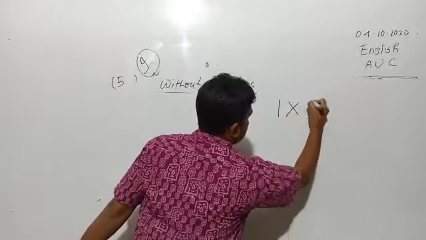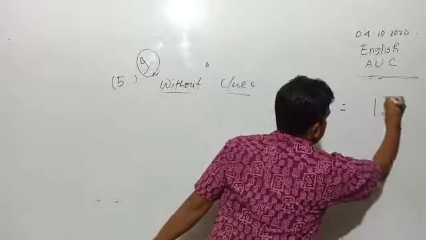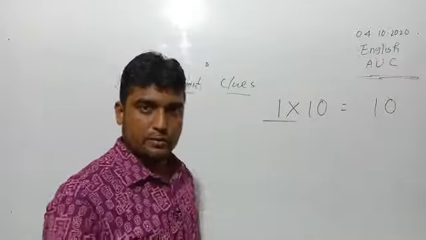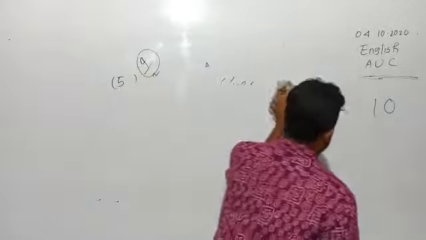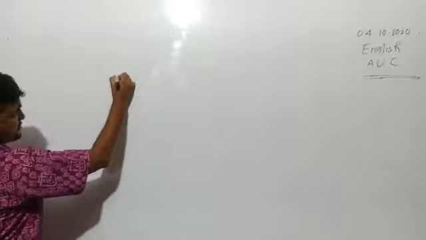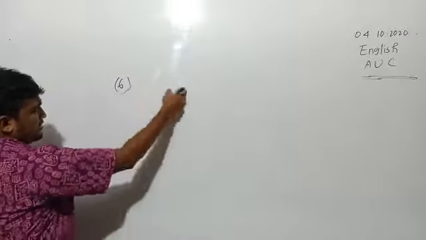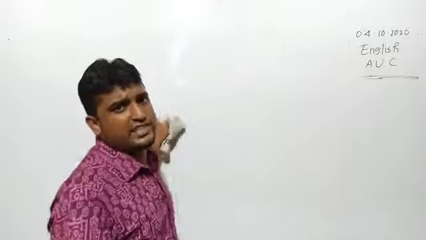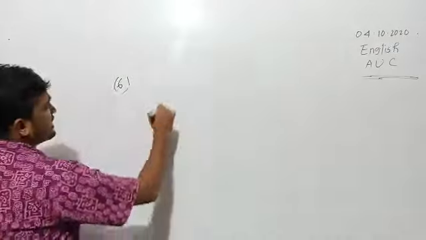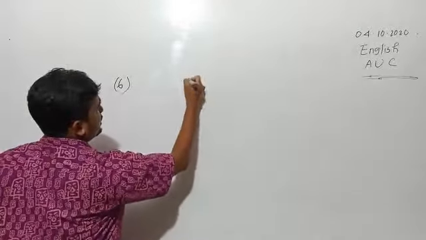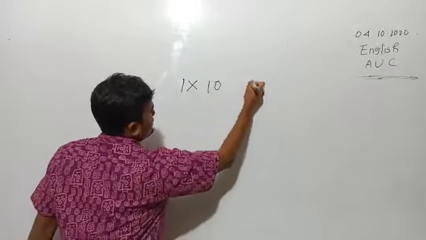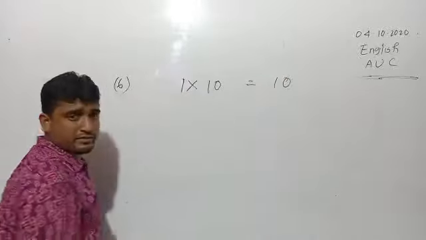10. 1 into 10 is equal to 10 marks will also be given here on the topic of without clause. Next, number 6 item, and on the topic of number 6 there will be given a topic named rearrangement. How many marks will be given? Just 10 marks. 1 into 10 is equal to 10 marks.